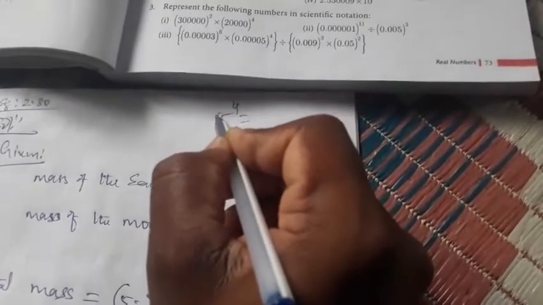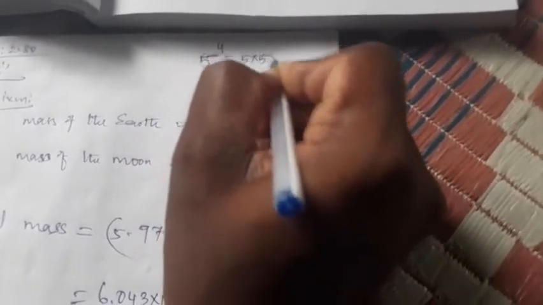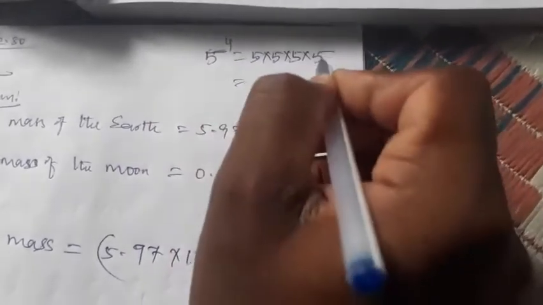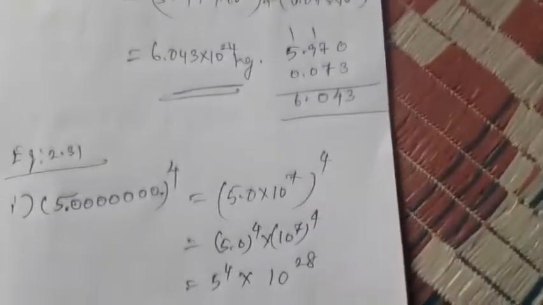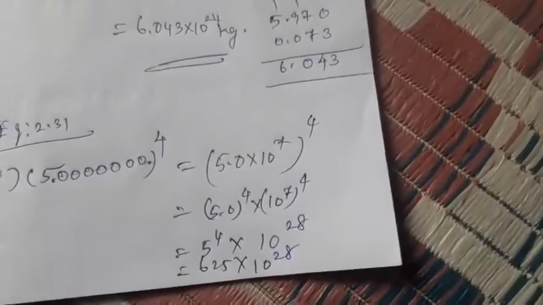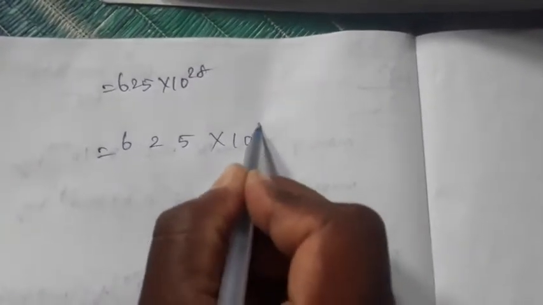See that 5 power 4 we can write as 5 × 5 × 5 × 5. So 5 fives are 25, 25 × 5 is 125, 125 × 5 is 625. Therefore 5 power 4 is 625, so we can write 625 × 10 to the power 28. Next simplify further. Here 625 × 10 to the power 28, I want to write in scientific notation. How to write in scientific notation: 1 non-zero digit to its left and the remaining in decimal. So the decimal here I bring here.